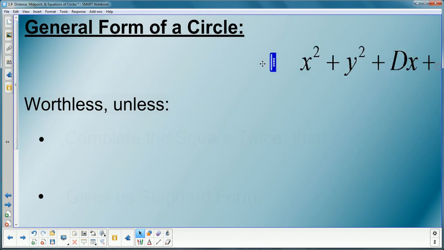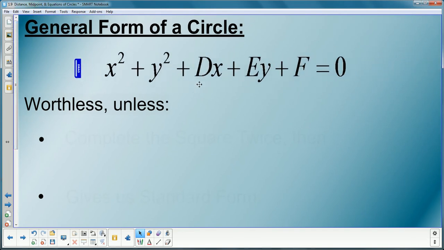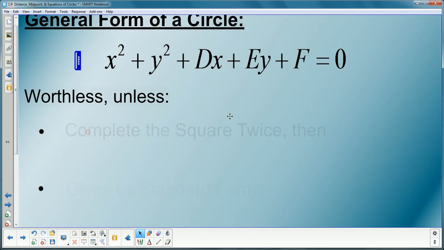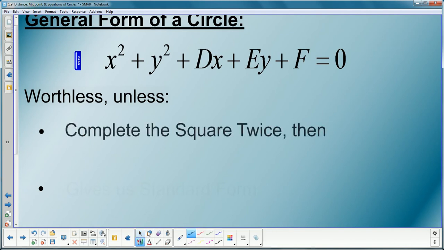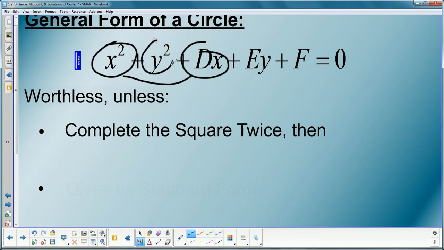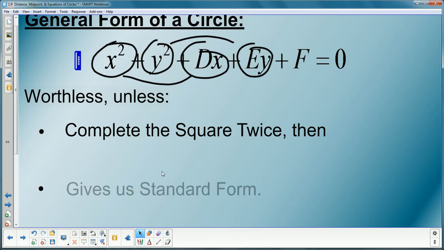So our general form is going to be x squared plus y squared plus dx plus ey plus f. So we're going to have, in other words, some number times x plus some number times y, and then just adding some constant. Okay, really it's worthless to us unless we complete the square twice, meaning we're going to complete the square on x squared plus dx, and then we're also going to complete the square on y squared plus ey. And after we do that, it gives us standard form.